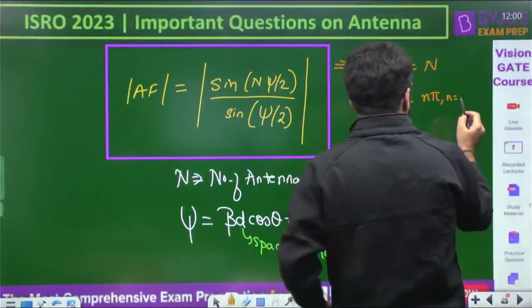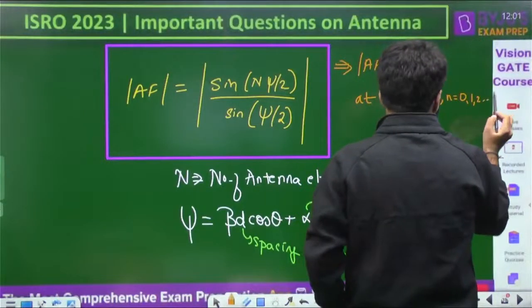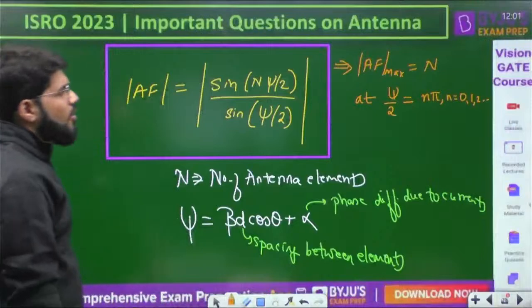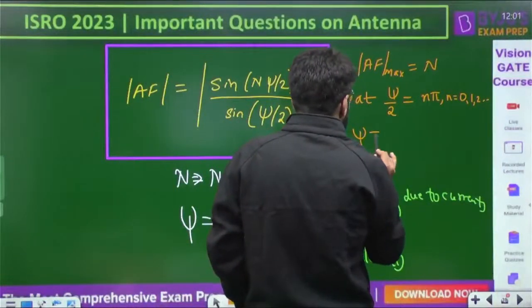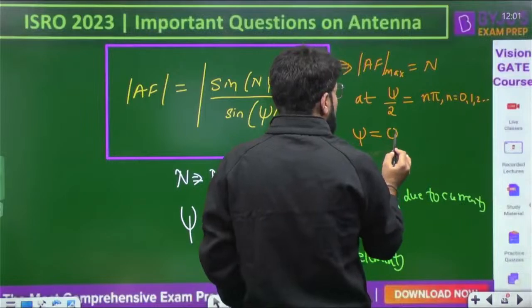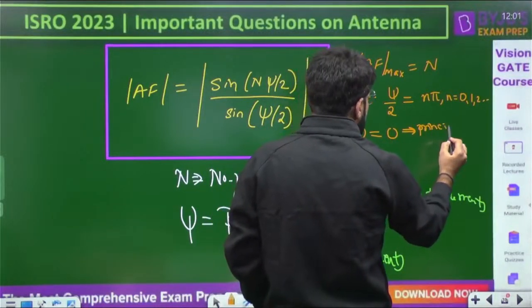For n equal to any integer, 0, 1, 2, etc. Or we can say xi equal to 2n pi. So what is the principal maxima? The first maxima will occur for n equal to 0, that is xi equal to 0, and this will be known as the principal maxima.